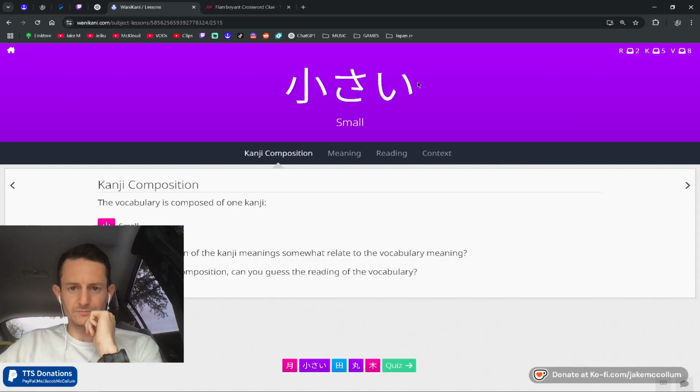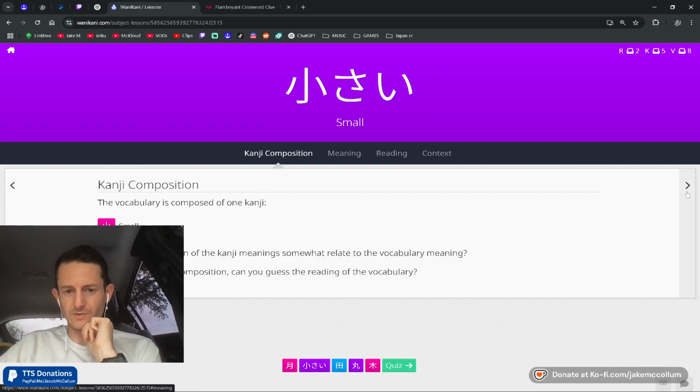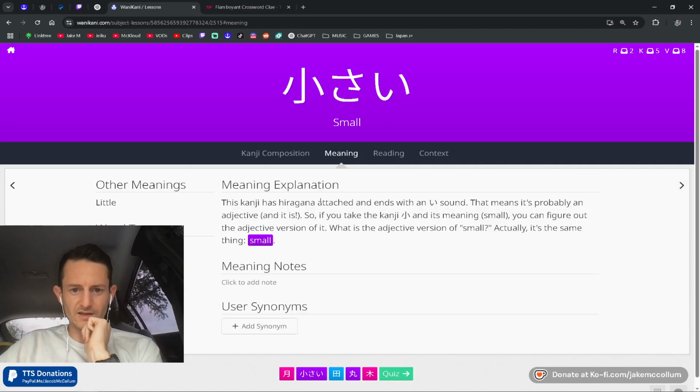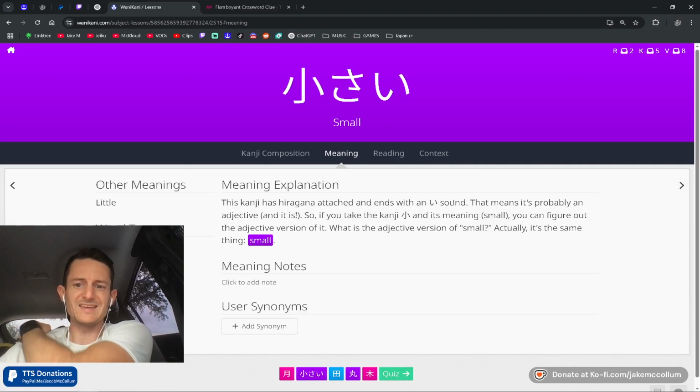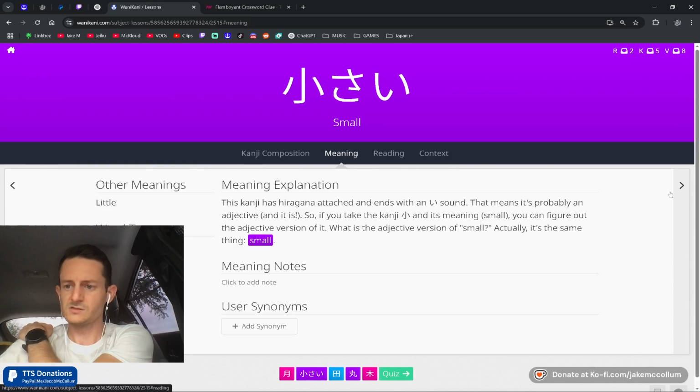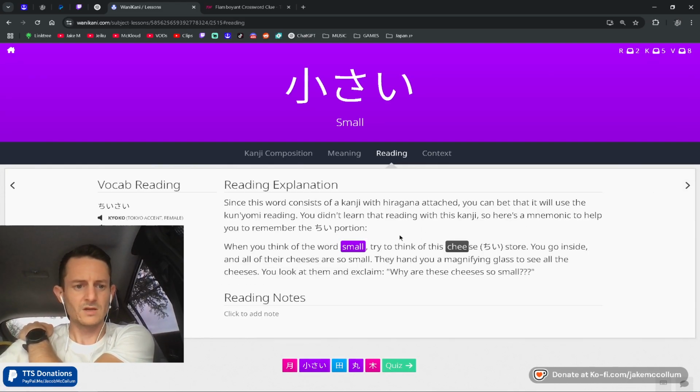Okay, what is this? Chisai? This means small, which I'm pretty sure is chisai. The kanji has hiragana attached and it ends with an E sound. That means it's probably an adjective, and it is. So if you take the kanji and its meaning, small, you can figure out the adjective version of it. Actually, it's the same thing. It's small. Okay, so it just means the same thing. It is chisai. I already knew that. So it's chi, i, sa, i. Chisai. Small.